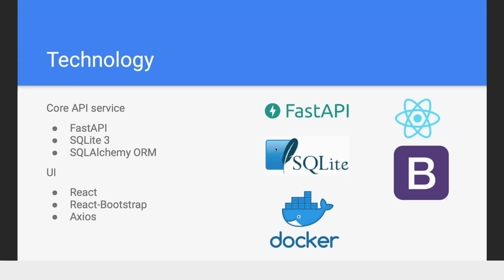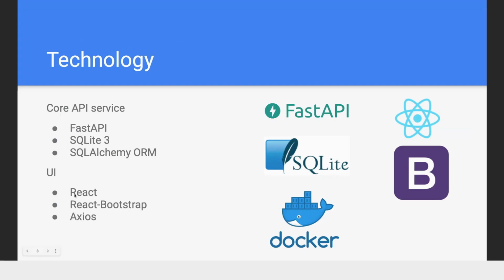For the technology, for the core API service, I use FastAPI because it uses the asynchronous feature in Python. It's very fast. I think it's faster than Django or Flask. And I use SQLite for storing the database and the configuration from the server box itself. And I use SQLAlchemy to do the ORM, so I don't need to write a lot of SQL queries.